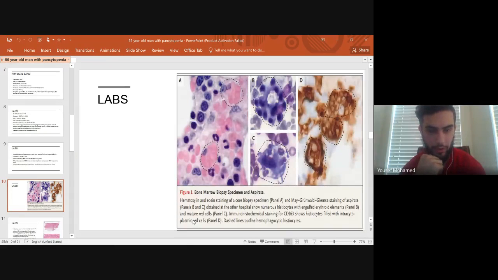So we have here 3 panels. In panel A, we have the hematoxylin and eosin staining of a core biopsy specimen. And you can see numerous histiocytes with engulfed erythroid elements in panel B and mature red cells in panel C. You also see immunohistochemical staining for CD163, which shows the histiocytes filled with intracytoplasmic red cells in panel D.